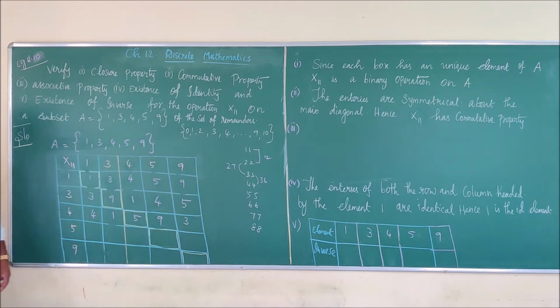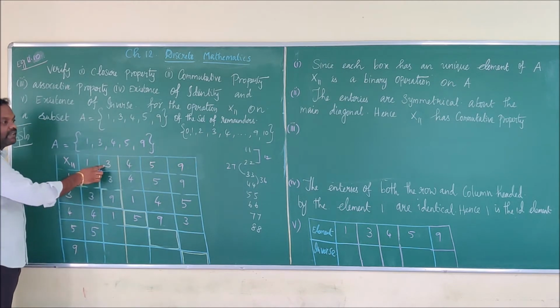3. Okay. Next, you just take the number 5. 5 into 1 is 5. 5 3s are 15.